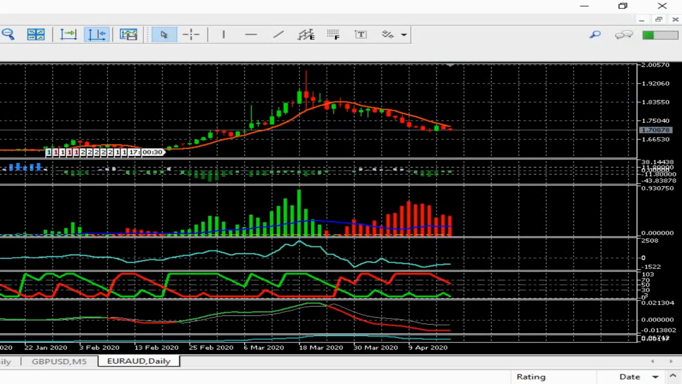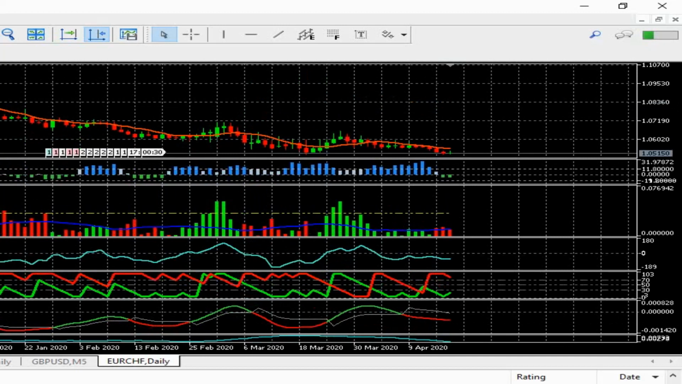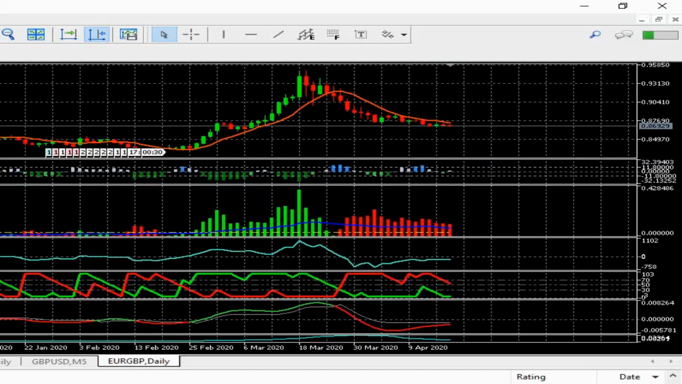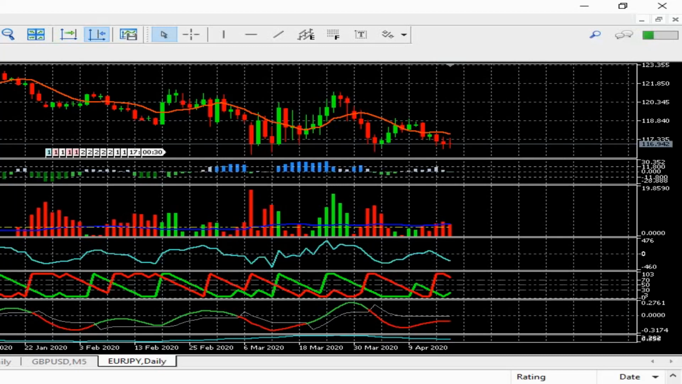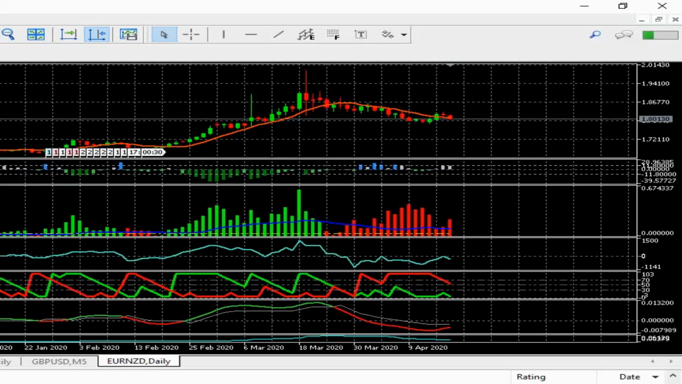Euro Aussie dollar, no trade for me. Euro Canadian dollar, no trade for me. Euro Swiss franc, no trade. Euro Great British Pound, no trade. Possible, but probably not. Euro Japanese yen, a maybe. Euro New Zealand dollar, no trade.